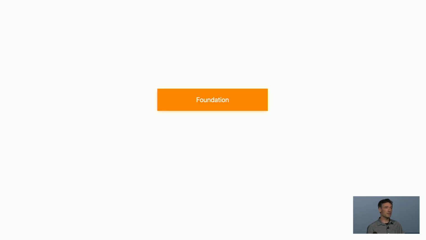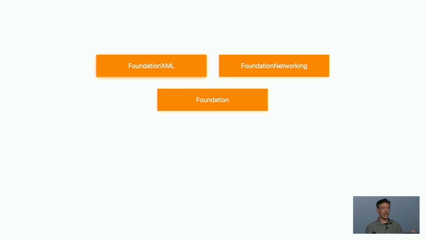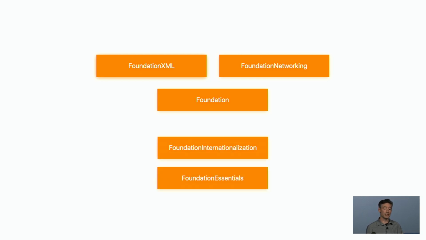Foundation on Linux has, for some time now, split itself into a few libraries: Foundation XML, Foundation Networking, and Foundation. This is because of the dependencies of libxml2 and libcurl, which could be pretty large for some apps. In Swift 6, we divided it one more time into Foundation Essentials and Foundation Internationalization. Using the Essentials library when you don't need any of the higher level features creates much smaller binaries.